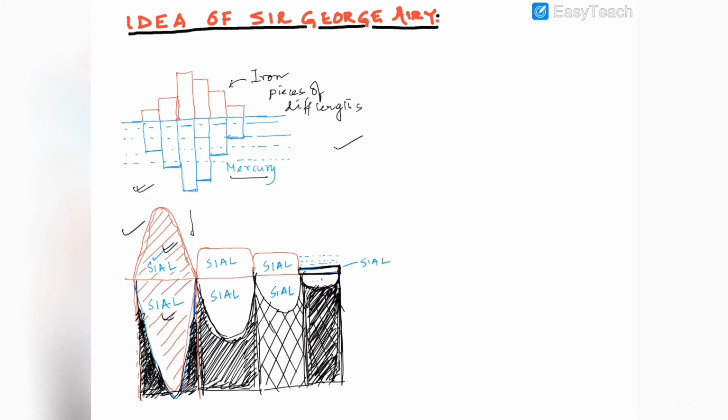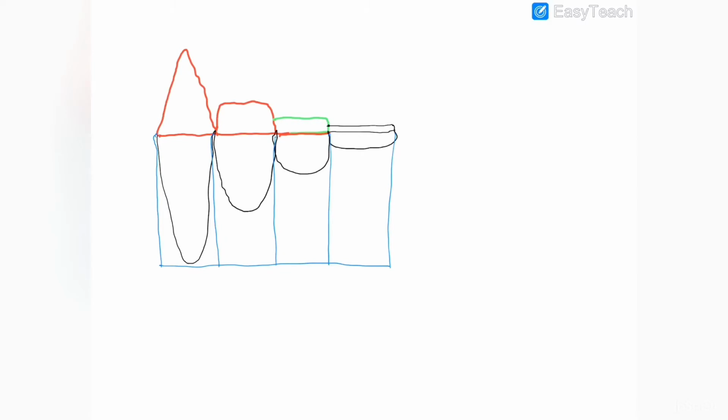So this is the concept. So one thing must have been clear by now while we discuss George Airy's theory, that why the large Himalayan mass gave the gravitational deflection anomaly.